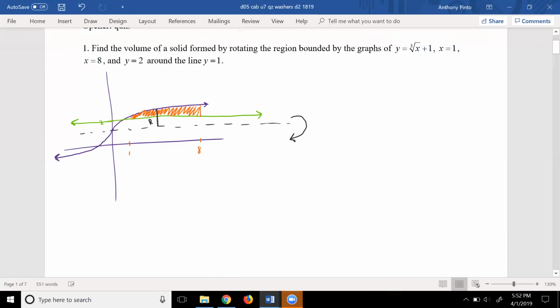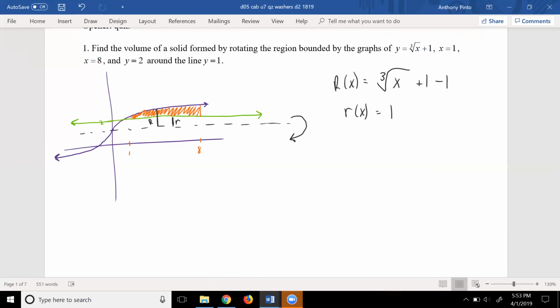All right, and we need big R. This is big R, and this is little r. So big R, we should be able to tell, is the cubed root of x plus 1, but then we need to subtract 1 because we're revolving around the line y equals 1. We're not revolving around the x-axis. All right, and then little r of x is just going to be 1, the distance between 1 and 2.